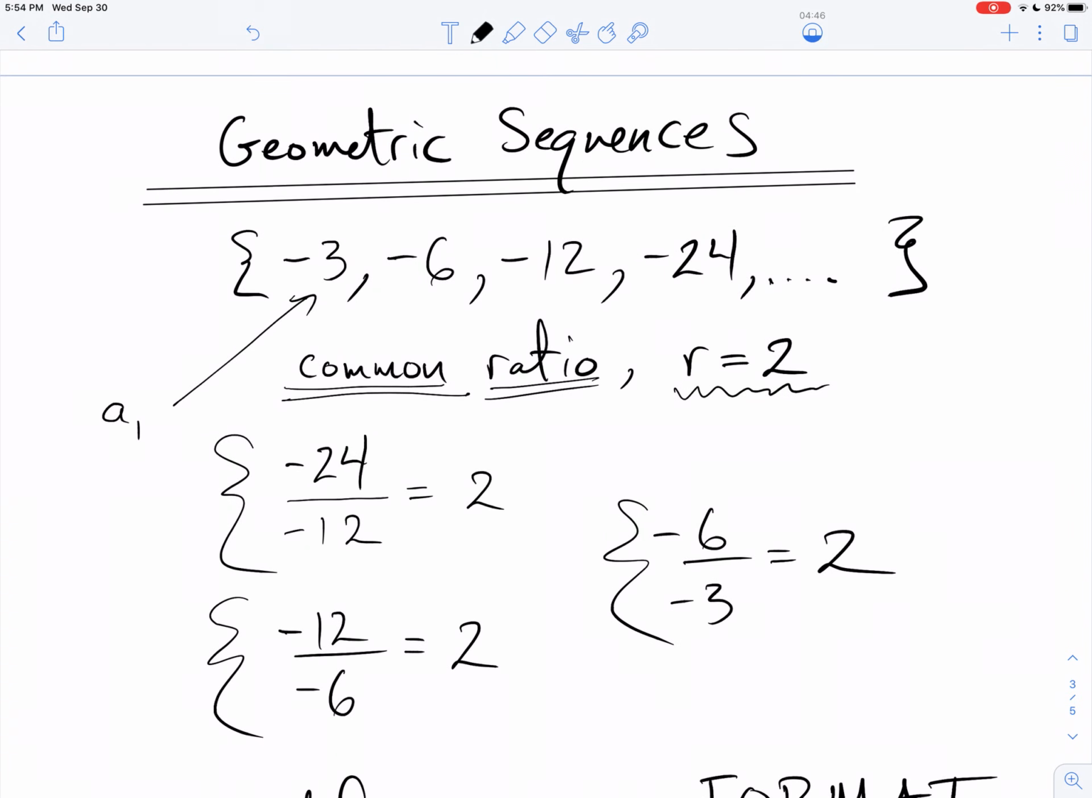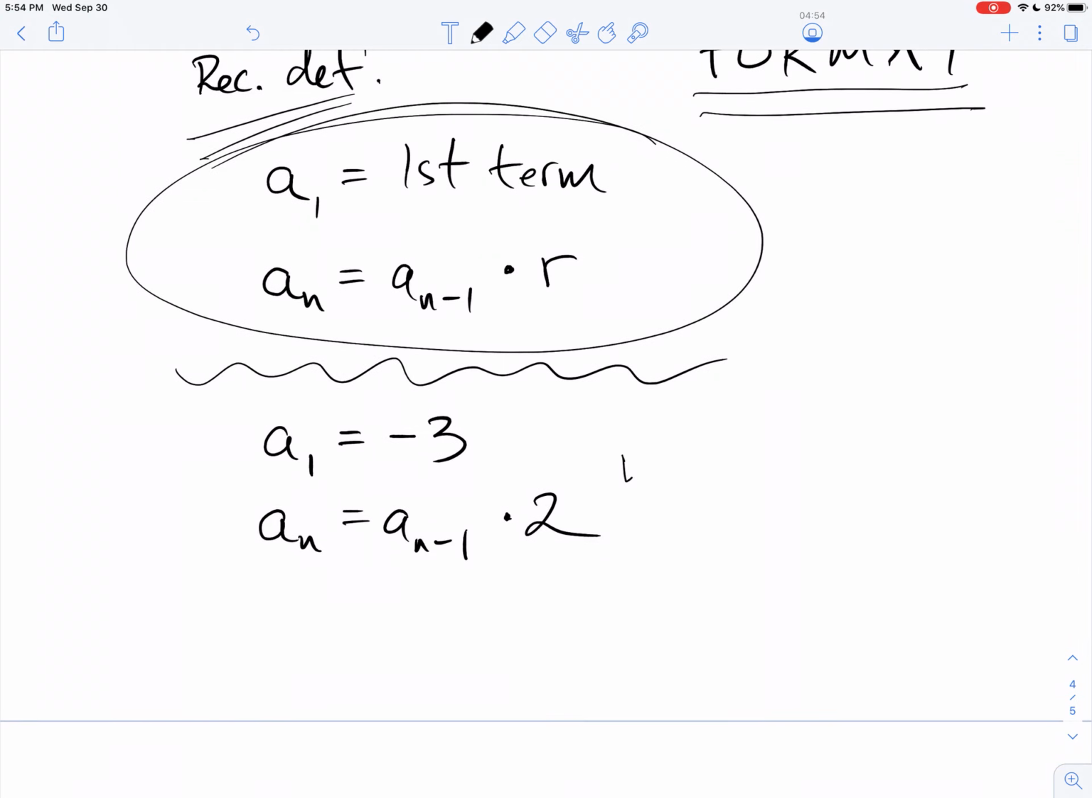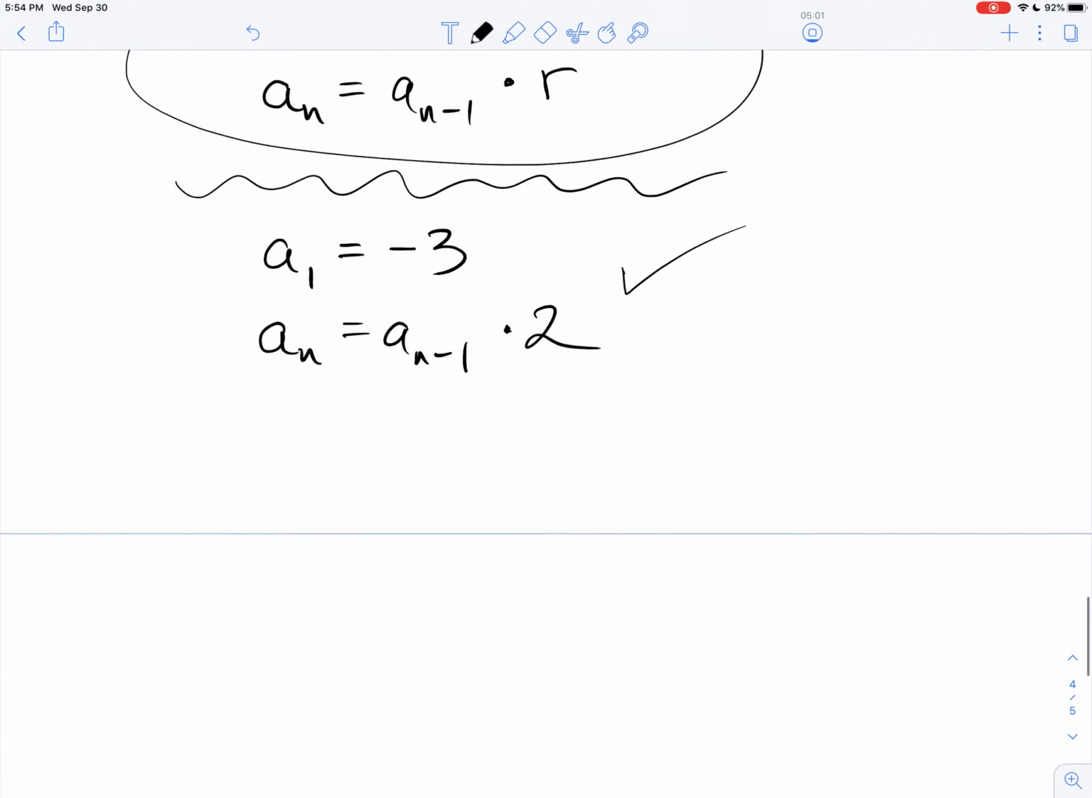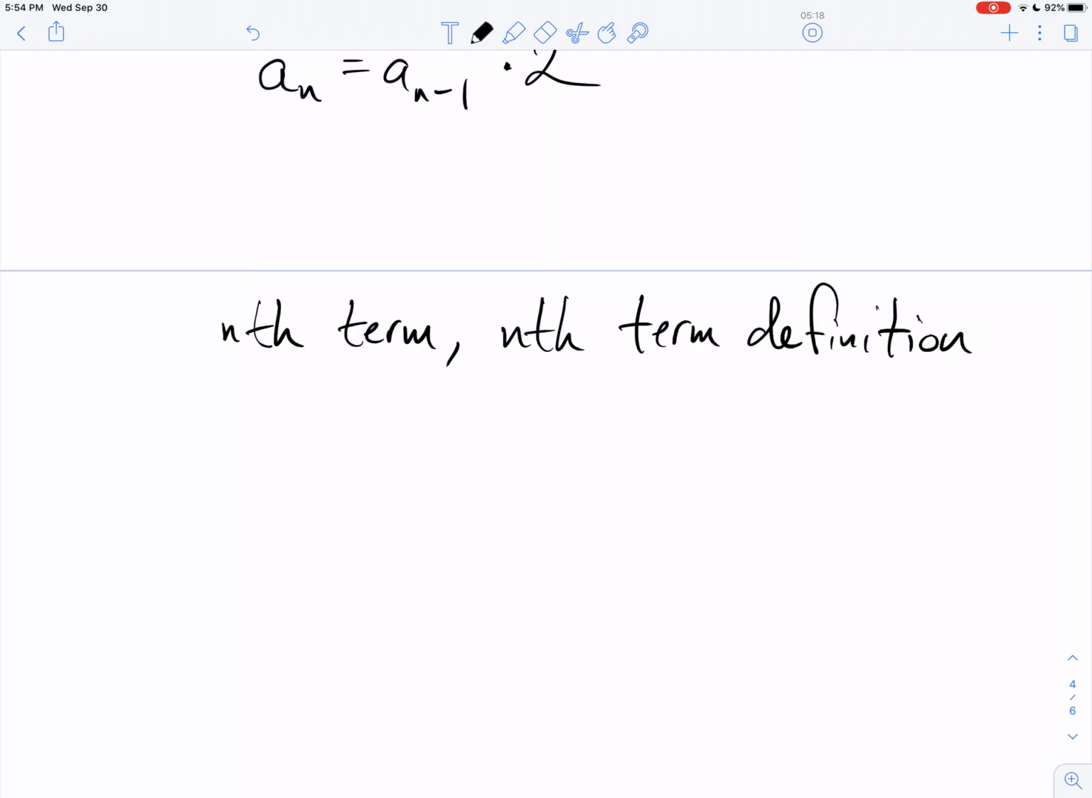So one way to describe a sequence is to list the terms, write a list. One way is to write a recursive definition. And then, here's the nice thing about geometric sequences. When you write a rule for a geometric sequence, once again, they can call it an nth term definition, or they can call it a rule or a rule writing formula.